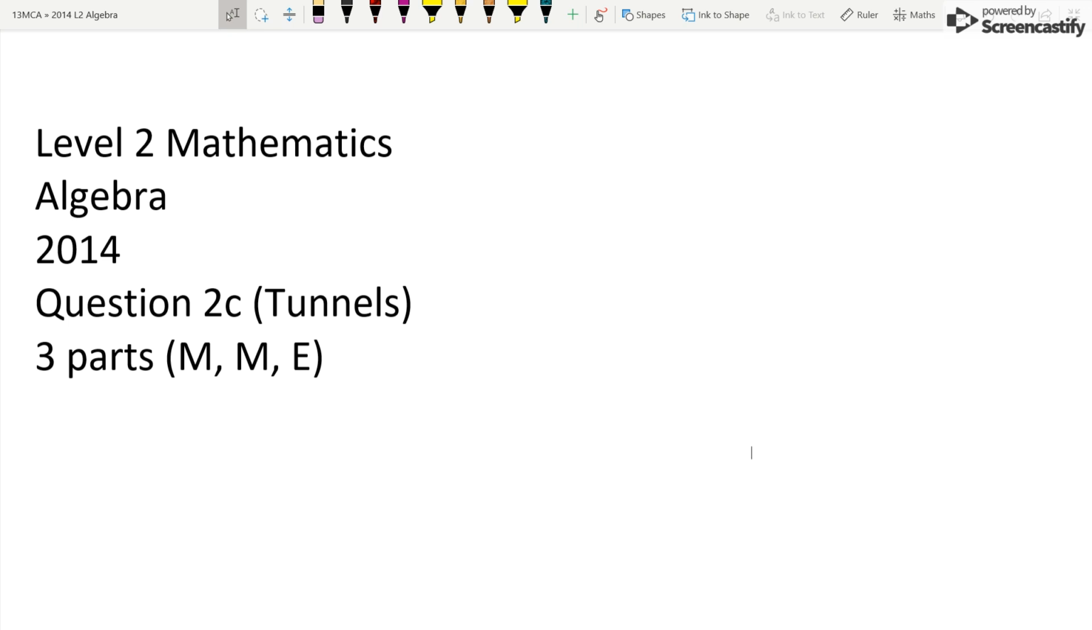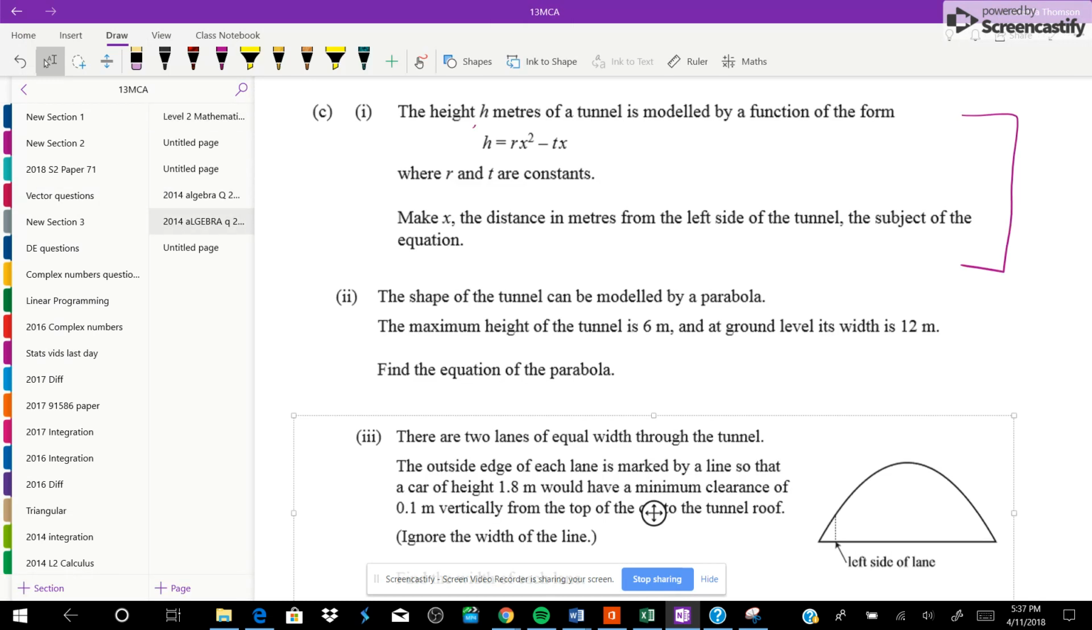I'm going to start going through some more algebra questions now. This one's from 2014 and it's got 3 parts to it and they're all about tunnels. So it goes like this. I'm going to put all of the questions up here first and then split them out a bit.